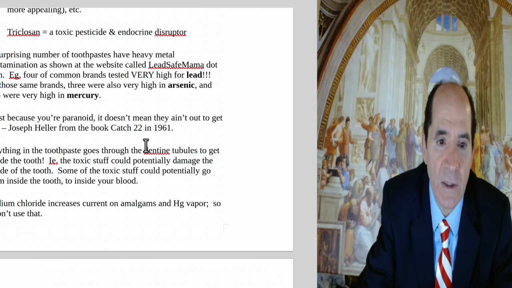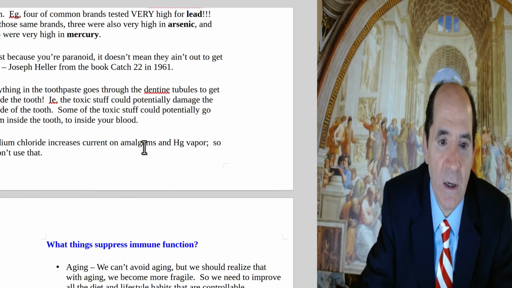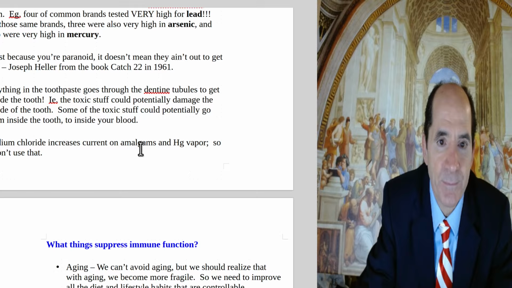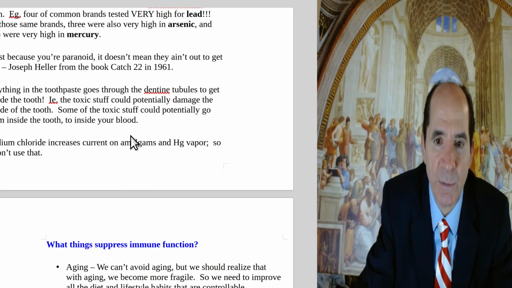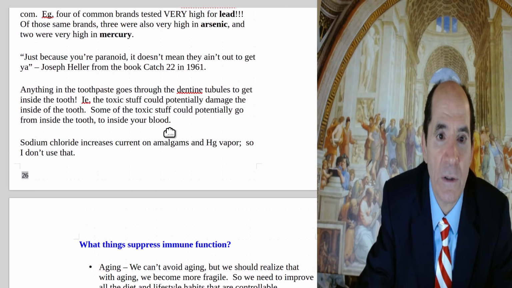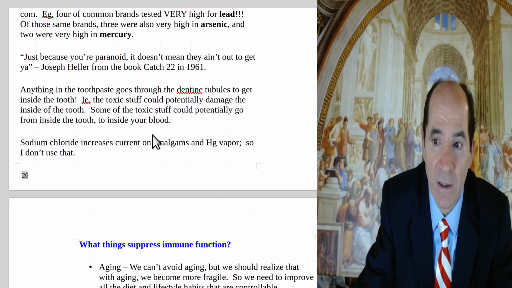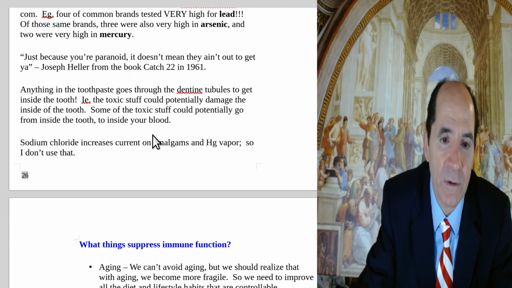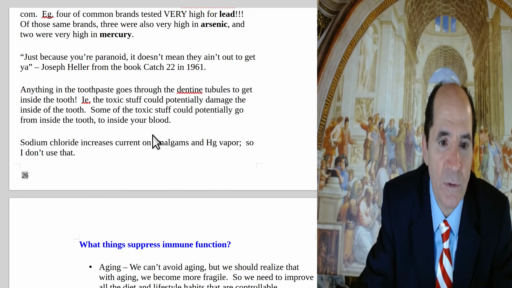So once you look at all the toxins in these toothpastes, you don't want to use them, all right? Like Joseph Heller said in his book, Catch-22, just because you're paranoid doesn't mean they're not out to get you. There's tons of crap in your water and your toothpaste and most of these corporate productions, okay?